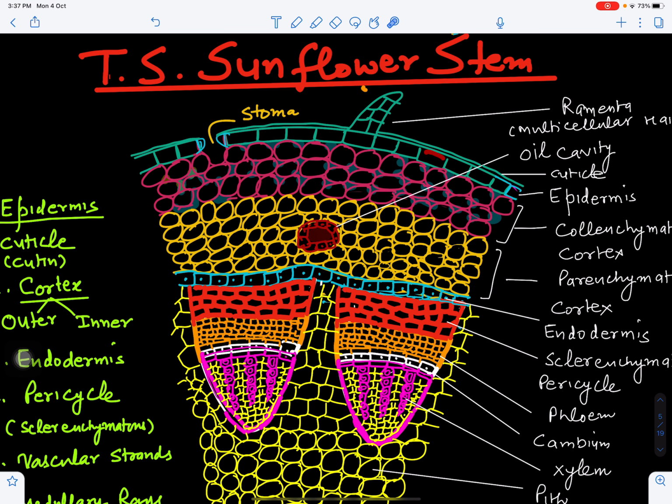Inner to epidermis, this part is cortex. Now cortex is of two types. This is the outer cortex and this part is inner cortex. Outer cortex is made up of collenchymatous cortex. Now what is collenchymatous cortex?